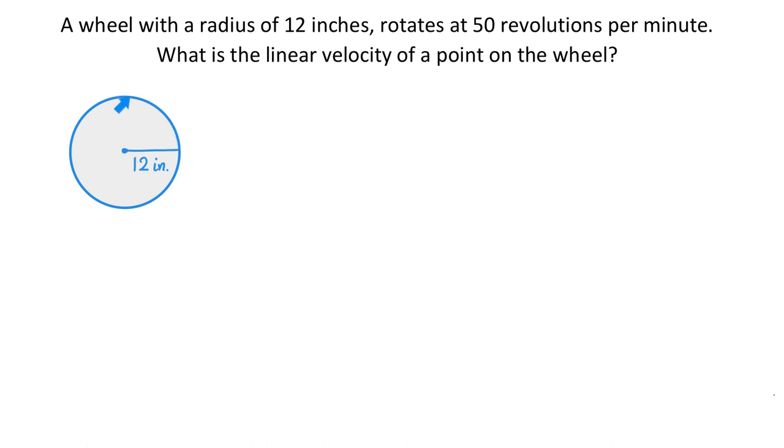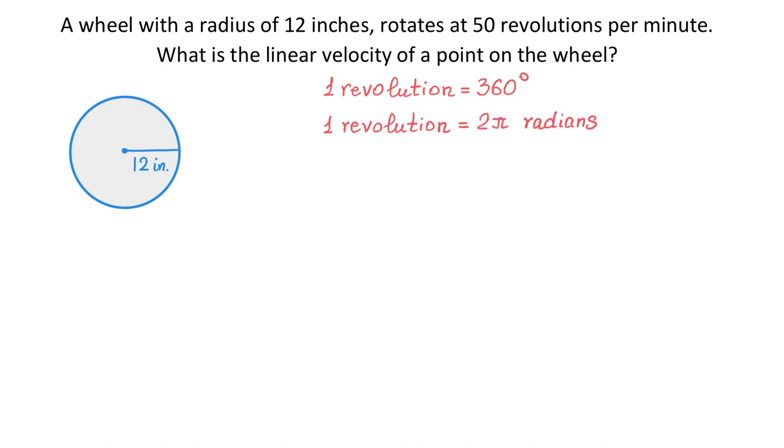When the wheel rotates one time, it completes a full revolution, because a revolution is one complete turn or one full rotation of the wheel. One revolution is the same as 360 degrees. We can also say that one revolution is the same as 2 pi radians, because 2 pi radians is the same as 360 degrees.